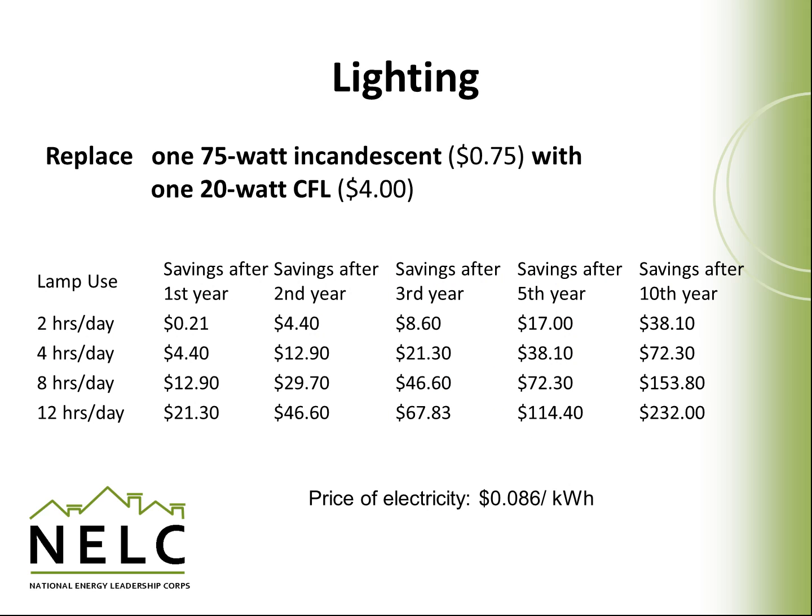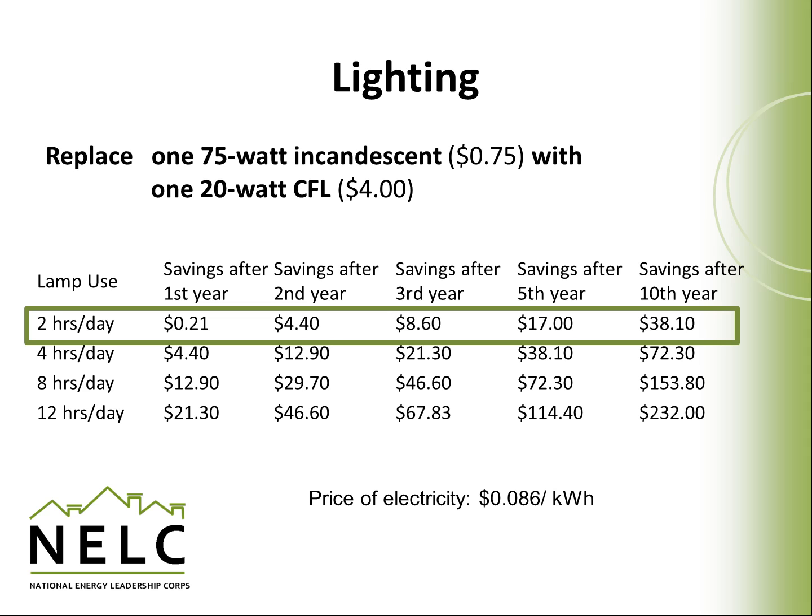When considering how to upgrade lighting, there are a few variables to consider in addition to the output of the bulb, especially the amount of time a bulb is actually in use. This chart shows how energy savings for changing one 75-watt incandescent bulb to a 20-watt compact fluorescent bulb can vary.